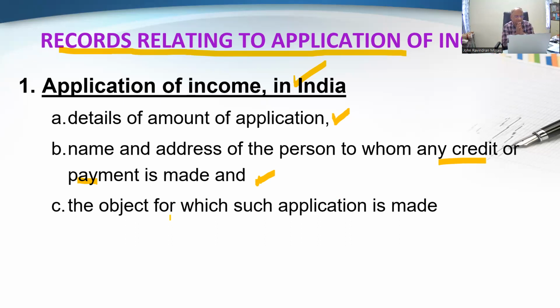Okay, the application of income register is a very simple one. What they want is that when you spend your income or apply your income towards the objects of the organization, they want to know for which object you're spending the money, and details of the amount of application: how much is by way of cheque or cash, how you have done that. You also need to give the name and address of the person to whom the payment is made, and the purpose. And if you bought something on credit and when you make payment, that also should come. Even the credit needs to come here.